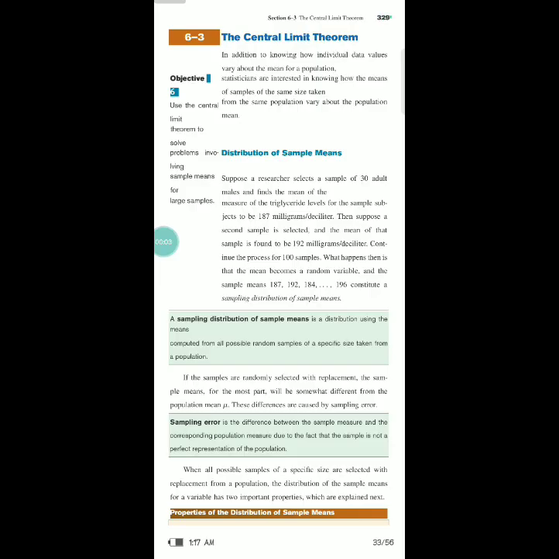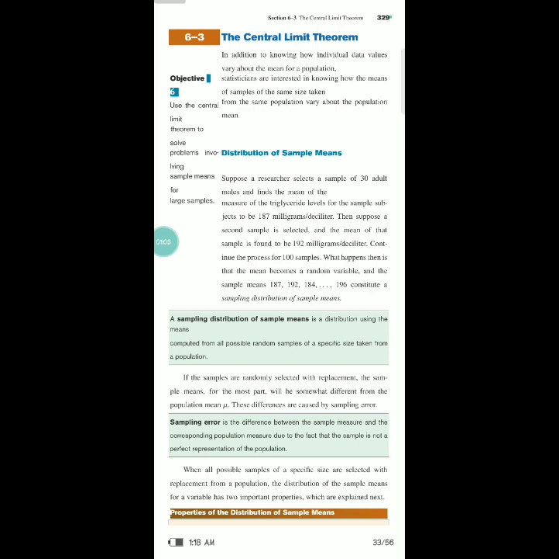Hello everyone, my name is Diane Jamanatoha and my topic is about the central limit theorem. The central limit theorem is in addition to knowing how individual data values vary about the mean for a population. Statisticians are interested in knowing how the means of samples of the same size taken from the same population vary about the population mean. So, distribution of sample means.